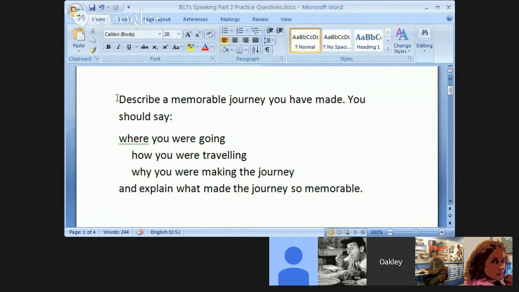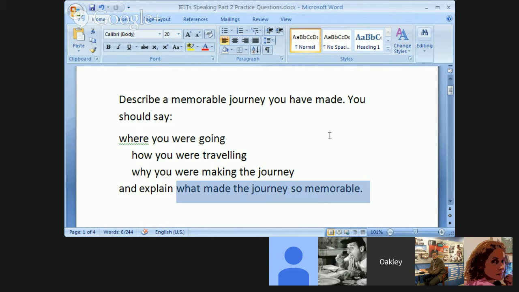Here it is. Describe a memorable journey you have made. Look at that: present perfect. You should say where you were going. Look at that, past continuous. How you were traveling, past continuous. Why you were making the journey, past continuous. And what made the journey so memorable? Past simple. So, okay.